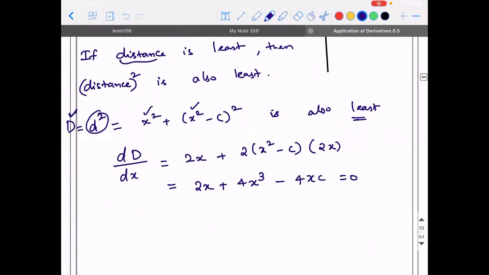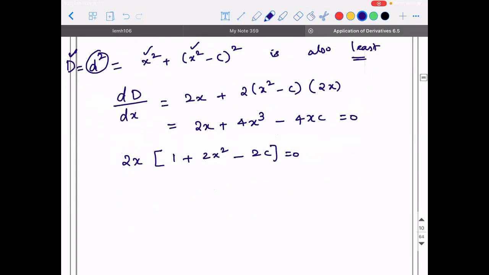So this should be equal to 0. So what should I do? I will take the value of x outside. x into, actually I can take 2x itself, no? 2x into 1 plus 2x square minus 2c is equal to 0.